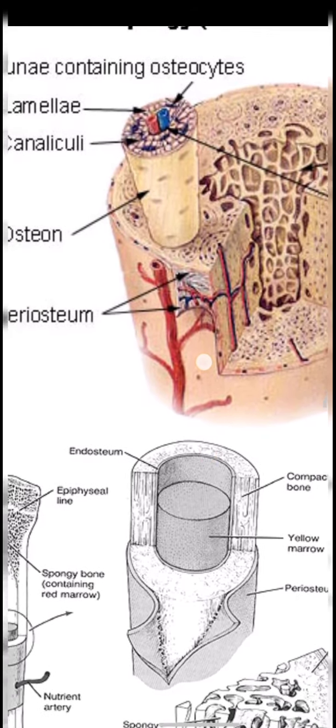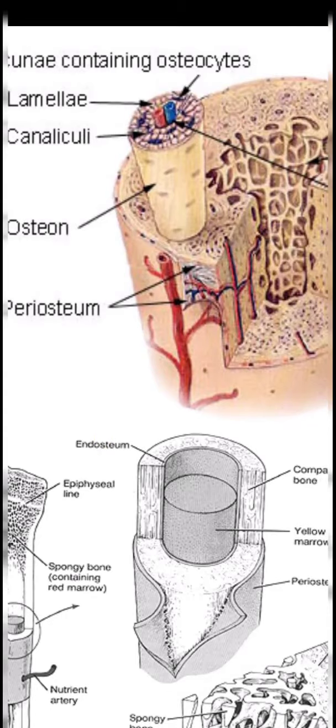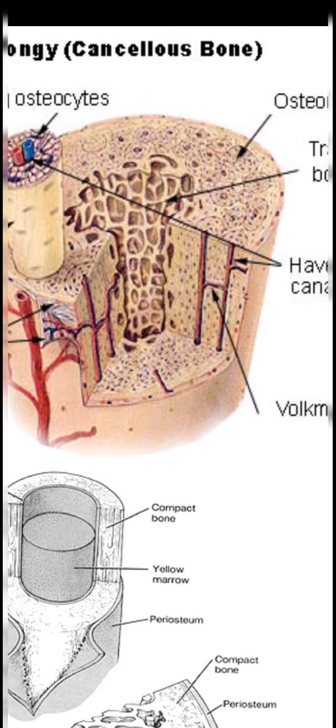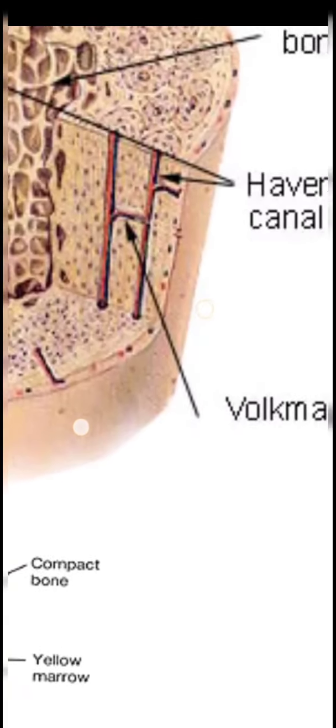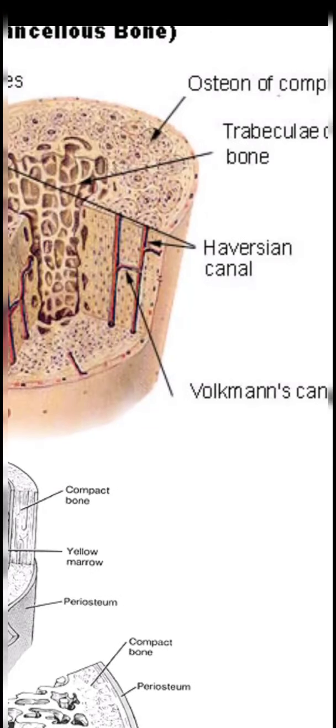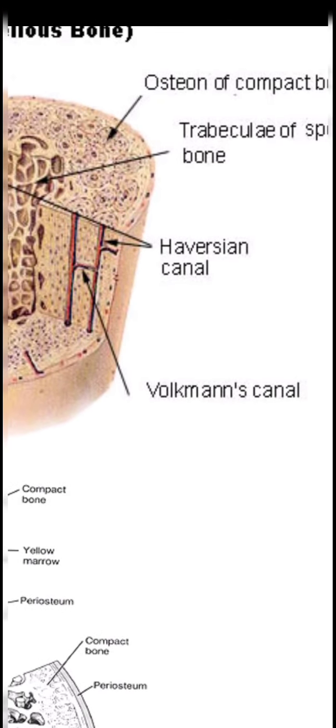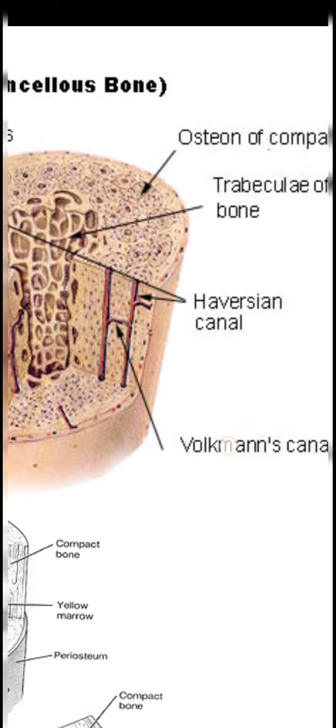Okay, here is the periosteum, the outermost membrane with its blood supply, spongy bone, then compact bone. These are networks of Haversian canals, and there are some horizontal canals which join the Haversian canals that are known as Volkmann's canals.